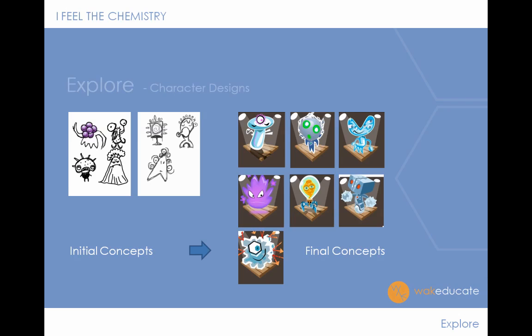So if we just take a look at the character designs, as you can see on the left, those are the initial concepts. They're just rough sketches, rough drafts, coming up with quite a few different ideas. And Les, our illustrator, just kept coming up with different variations, and also looking at the different elements, what they meant, and trying to place that into some kind of style.